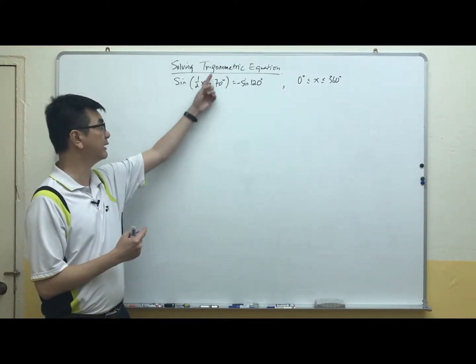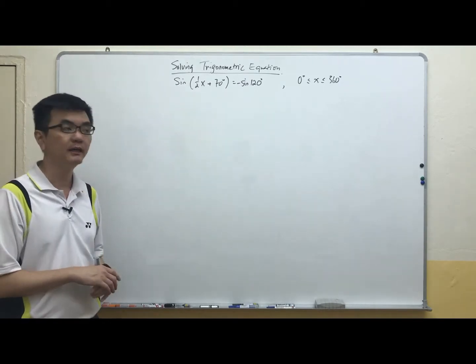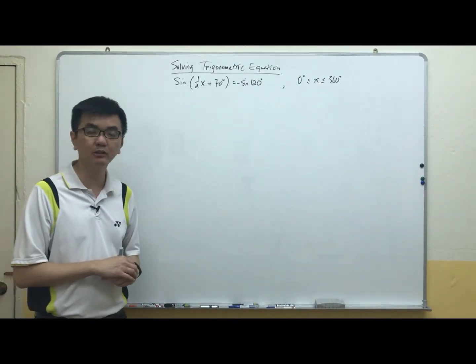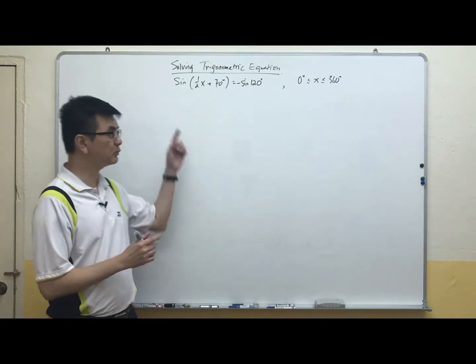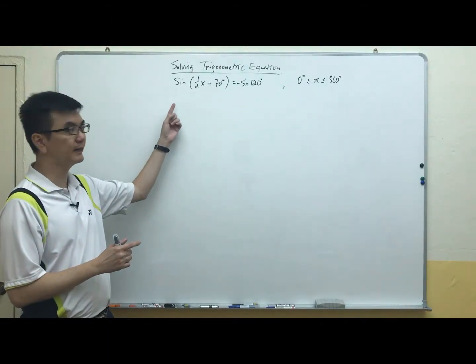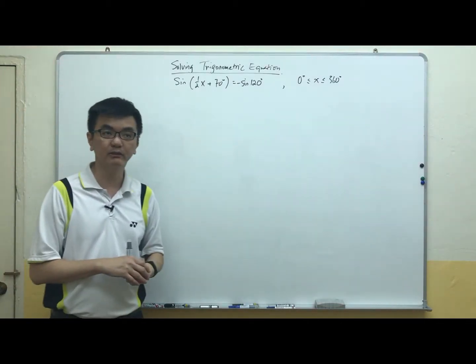In today's lesson, we're going to discuss how to solve a trigonometric equation involving compound angles. Compound angles meaning I have two angles within a trigonometry function. This topic is usually taught in A Math Sec 3, and students will find that they have got to deal with a compound angle when solving a trigonometric question.